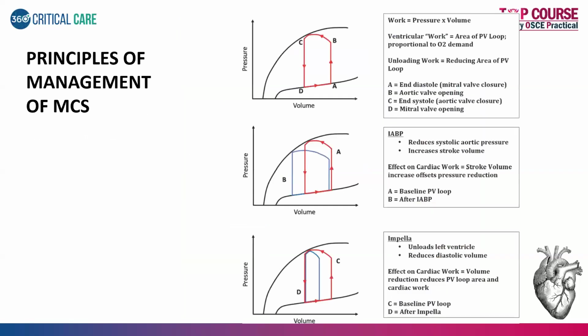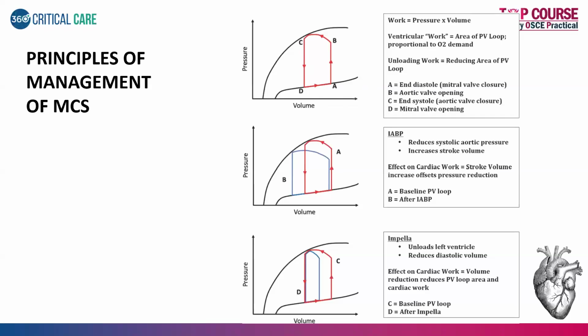So what are the principles of management with mechanical circulatory devices? This is a pressure volume loop which helps us to understand how the cardiac output is usually generated and what stress the myocardium undergoes. The work done during a cardiac contraction is the area of the pressure volume loop. The labeling here is: A represents the end diastole, that is the mitral valve closure. B is the aortic valve opening. C is the end systole, and D is the mitral valve opening. So this is in any normal person.